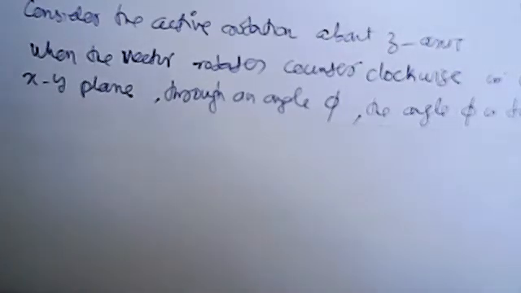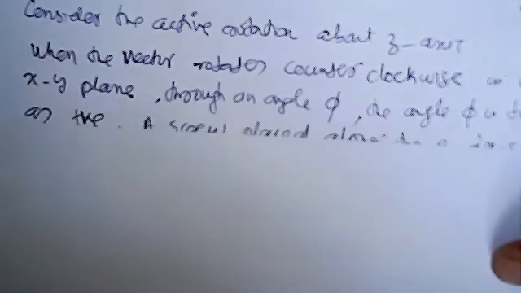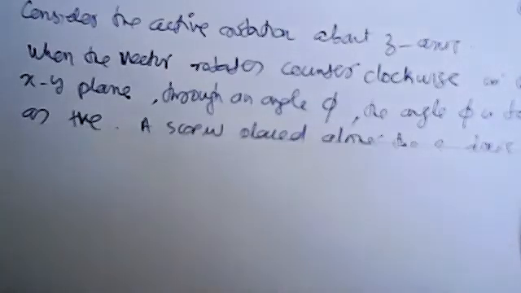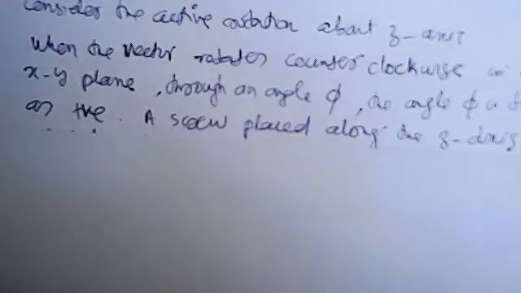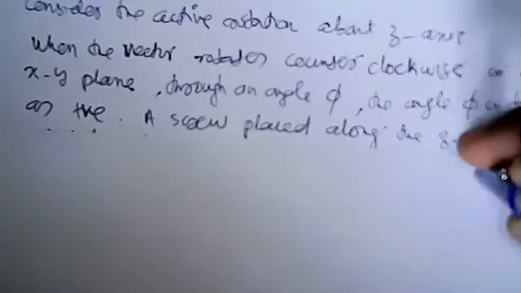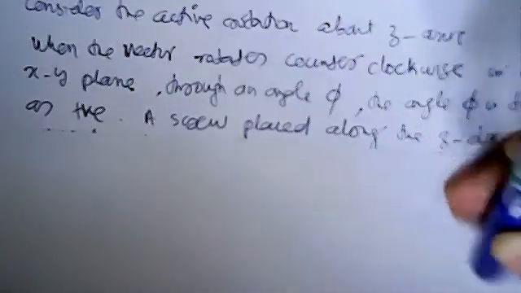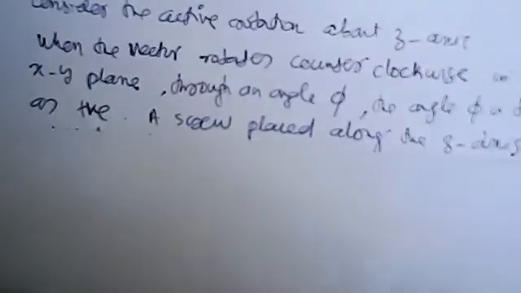In which direction? It should be in the counterclockwise direction, not clockwise. Then we take the angle phi as positive. That is the convention. The vector is in the xy plane and it is rotating about the z axis. When the rotation is in the counterclockwise direction, the angle phi is taken as positive conventionally. For example, if you place a screw along the z axis, the screw will rotate counterclockwise so that the screw will advance in the positive z direction. That way you can visualize the rotation.